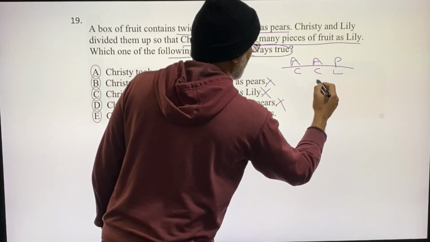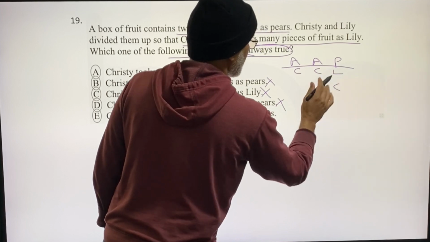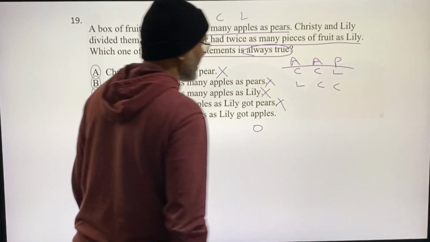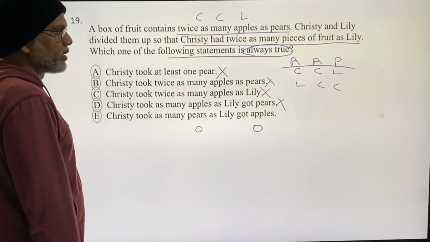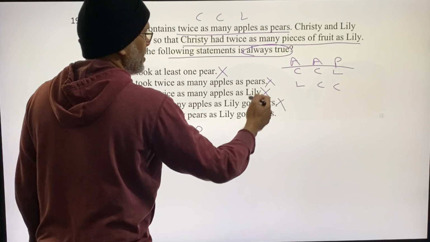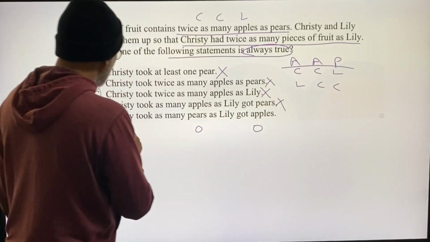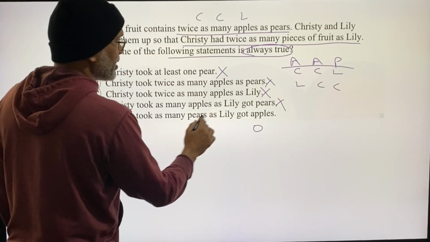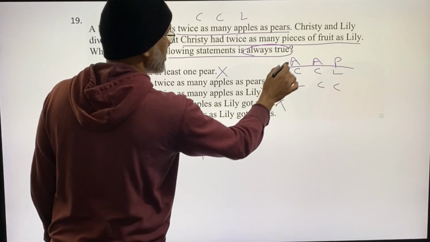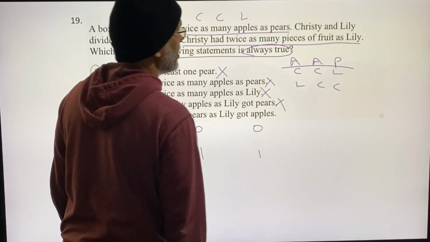Let's say Christy got an apple and a pear, so Lily must get this, right? With this example, these are the only two choices. And in this case, Christy took one pear, and Lily got one apple, right?